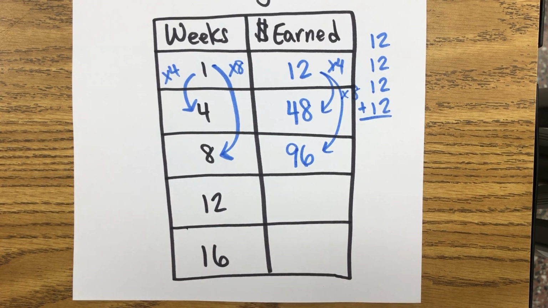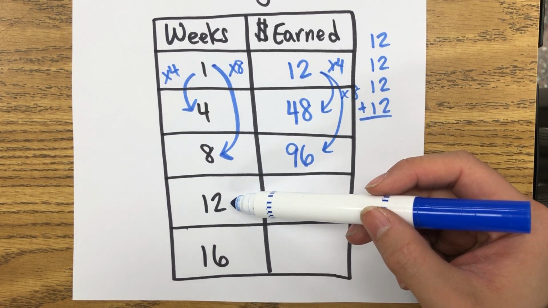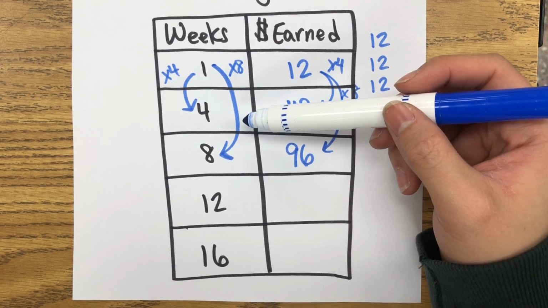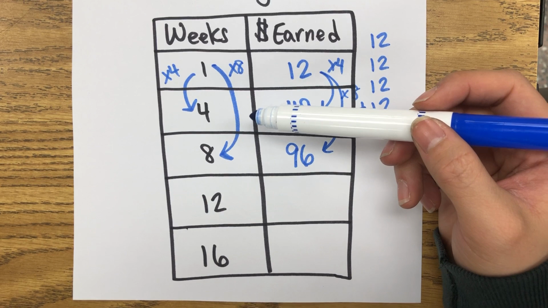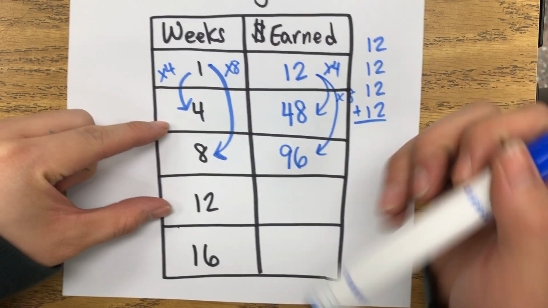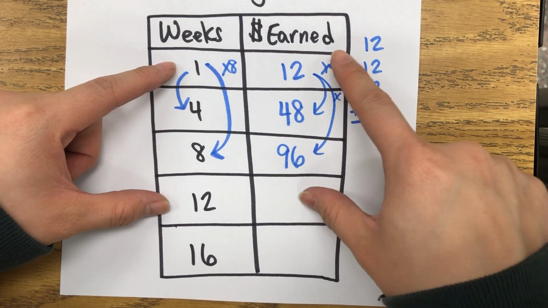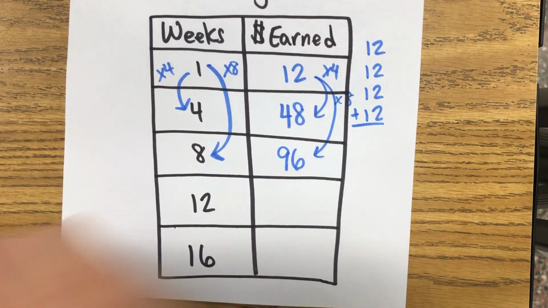How do I get to 12? I can't easily make a jump from 8 to 12. I can easily make a jump from 4 to 12 or 1 to 12. Either one works as long as the jump size that I have on this side is the same as the jump size that I do on this side. So we know that 1 can jump to anything. So how do I get from 1 to 12? I'll use another marker.